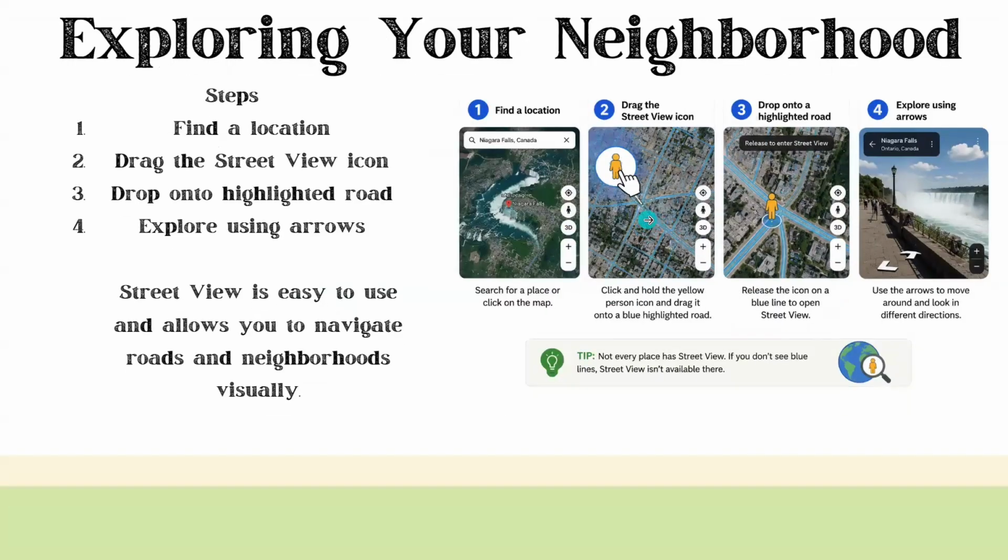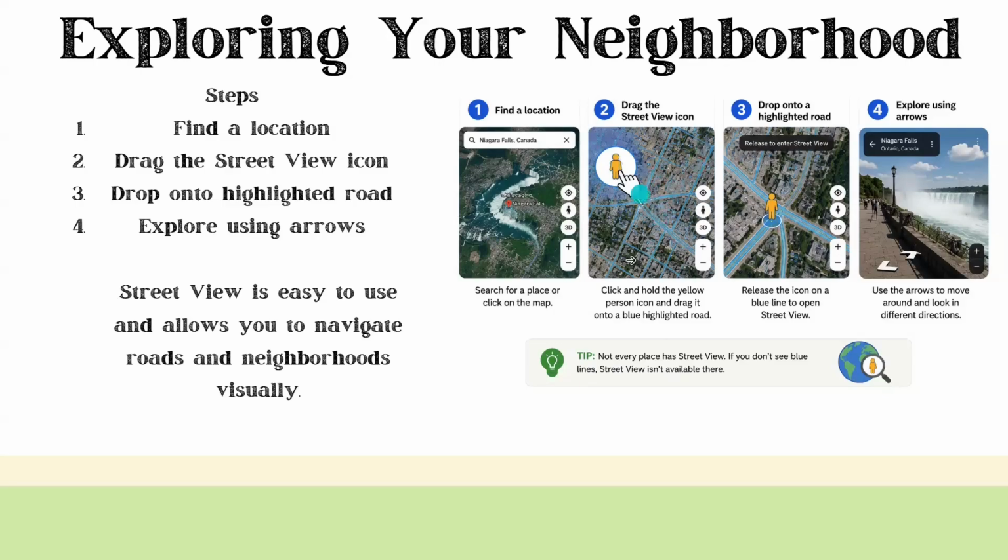Okay, so now, if you want to explore your own neighborhood. First you can find the location. You can put in your own street or your own city if you like, and you can drag the Street View icon. There might be a little person icon at the bottom of your screen if you're on a computer. You can click on that, and then you can drag and drop the Street View icon.